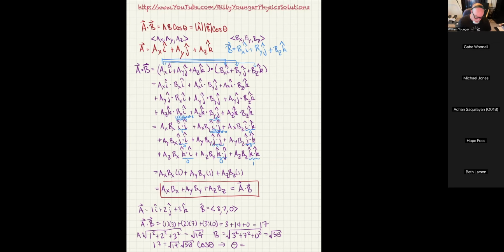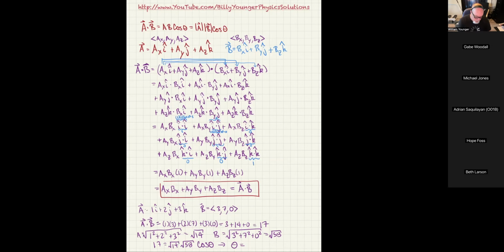Anybody get an answer yet? My calculator's pooped the bed. Okay, I'll try it again. 17 divided by the square root. This is really a pain in the rear.